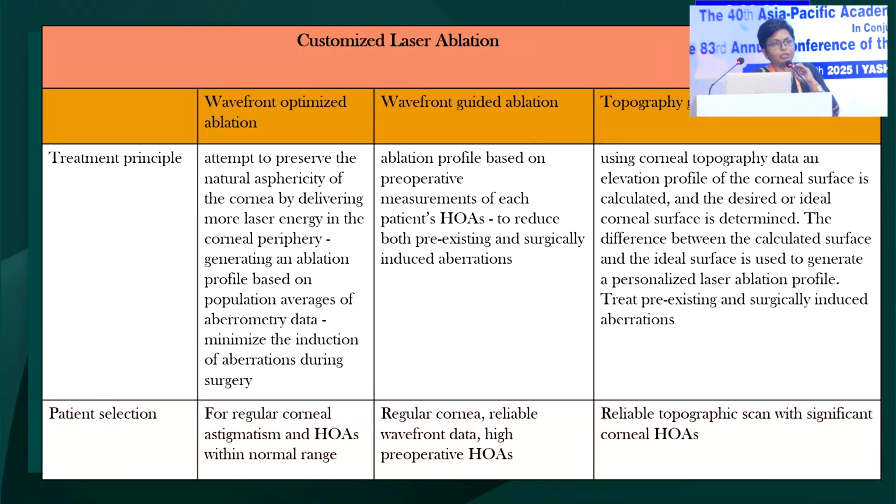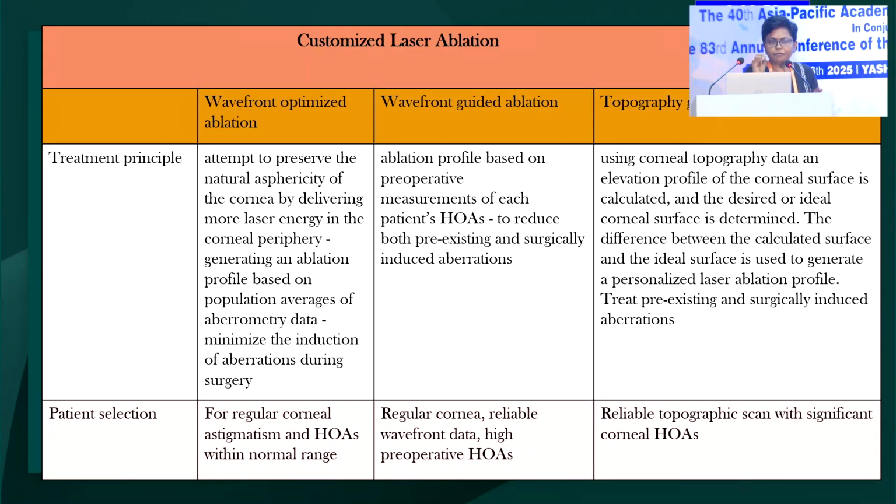If we talk about customization now, mainly we have 3 types: wavefront optimized, wavefront guided, and topo guided. In wavefront optimized, we take the aberration data of the population average. We take the patient's cornea, do the ablation, and try to reach the population average. We are not considering the individual factor here.